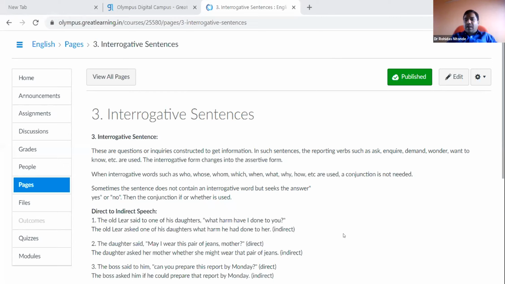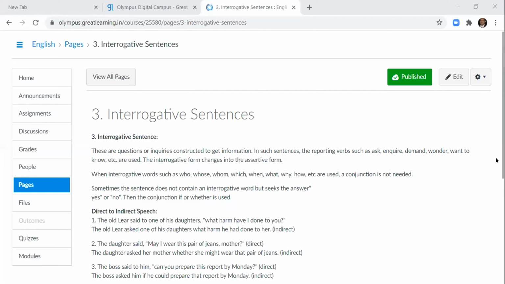Okay. I would like any one of you to read the introduction to the interrogative sentence, and then we will go to the direct and indirect speech of the interrogative sentences. Yes, who is ready? Yeah, Anupriya, are you ready? Yes, sir. Okay, read the introductory part of interrogative sentence.